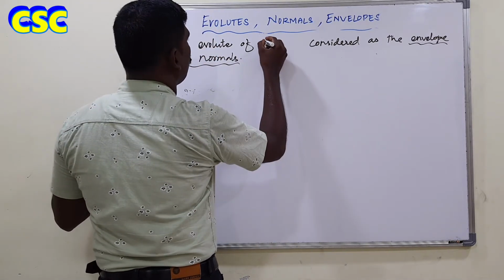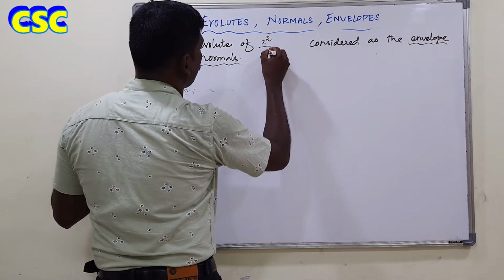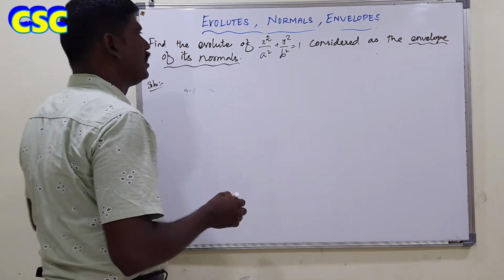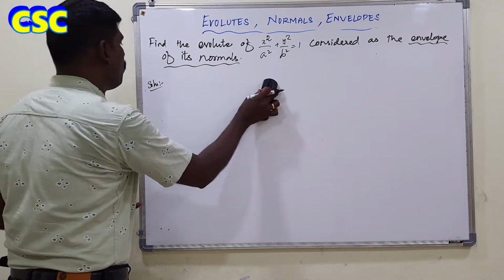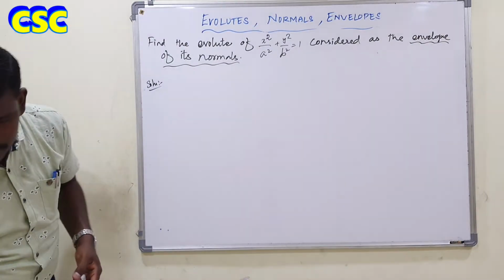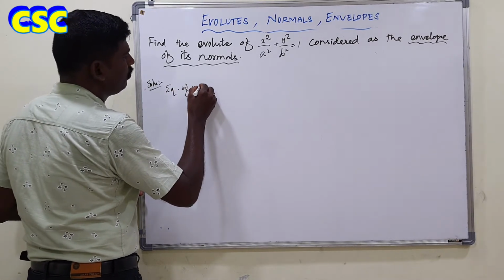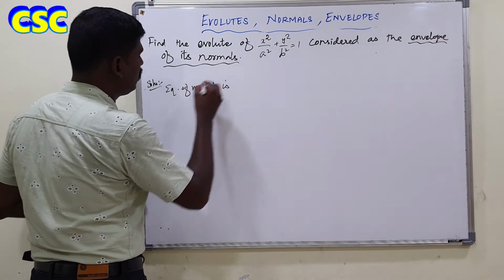Find the evolute of x square by a square plus y square by b square is equal to 1. Consider it as the envelope of its normals. Okay, the procedure is the same for all the problems. So equation of normal is y minus y1 equal to minus 1 by m into x minus x1. Call it equation number 1. I am going to find out x1, y1 and m and substitute here. You can get the family of normals to the curve.